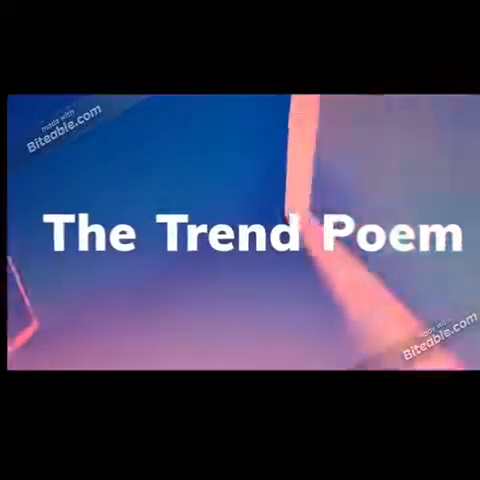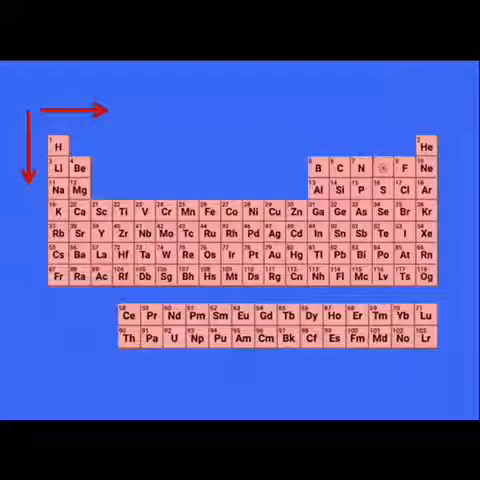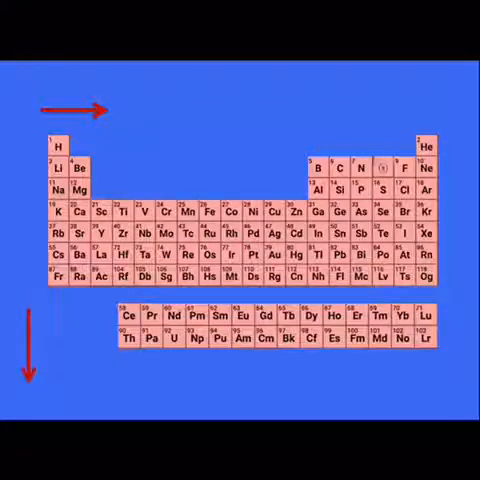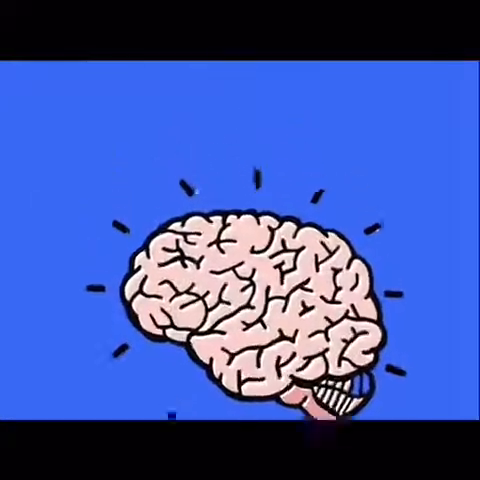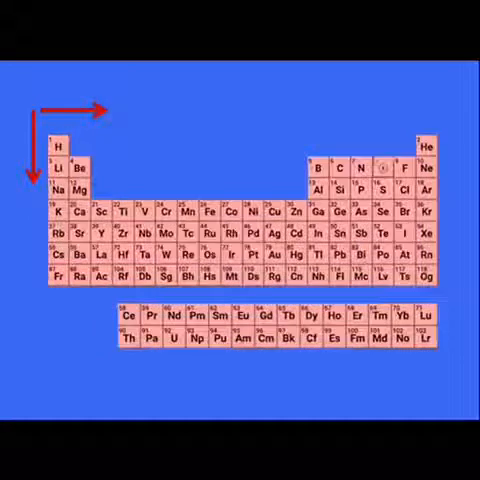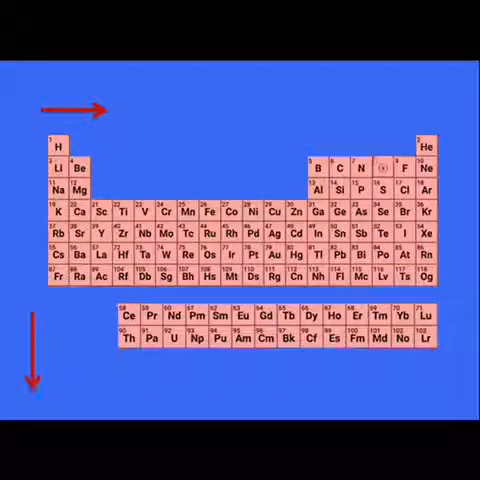The trends poem. Let's take all the trends and break them into pieces. First, as we go down a group, the atomic radius increases. As we go across a period, the atomic radius decreases. Now to put more into our memory, let's take a look at ionization energy. As we go down a group, ionization energy decreases. As we go across a period, ionization energy increases. To keep things in an orderly manner, keep in mind atomic radius and ionization energy work in opposite patterns.